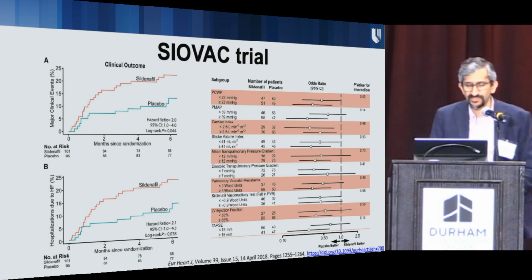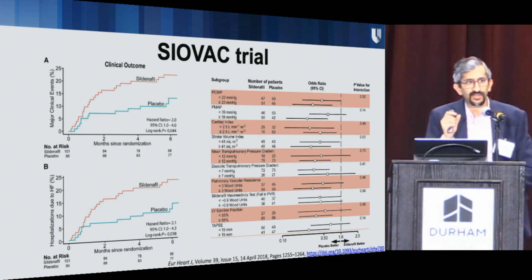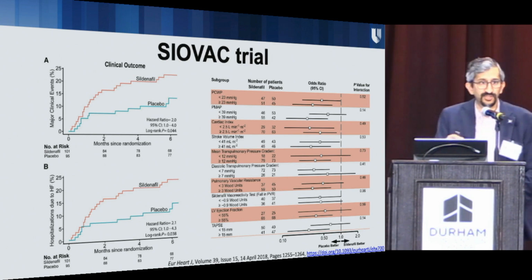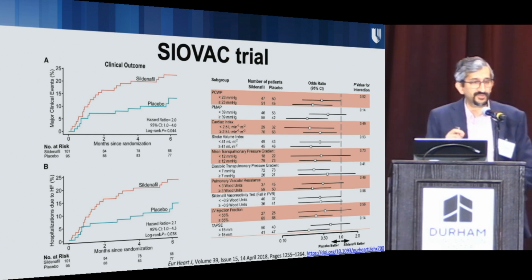And what this showed was that in a group 2 pH population, these were folks who had surgically corrected valvular disease, but still had a persistently high PVR. And what they saw was that outcomes were significantly worse with sildenafil in terms of the major clinical events here. So sildenafil isn't something you can just sprinkle on people, someone's got group 2 pH.